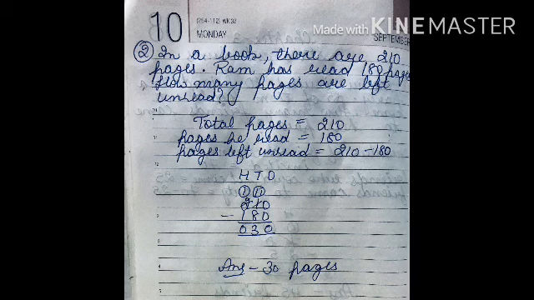Now for subtraction, 0 minus 0 is equal to 0. But at the tens place, we can't subtract 8 from 1. So we will take a borrow from the hundreds place. 2 will become 1 and 1 will become 11. 11 minus 8 is equal to 3 and 1 minus 1 is equal to 0. So we get the answer 30. 30 pages left unread. Kids, this is all about our chapter subtraction, and this is the notebook work of the chapter.